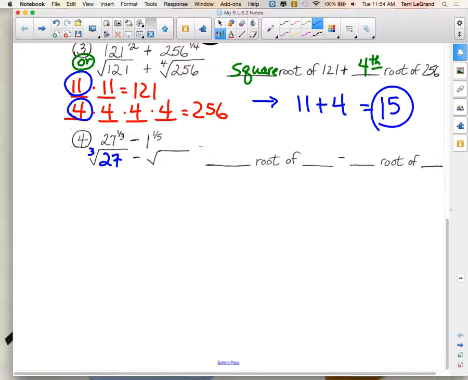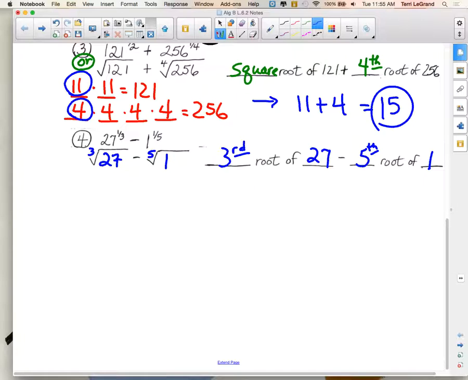Okay, and then, what would I put here for this one? A 5 up here is our index, that's our n value. And what's our b value? A 1, our radicand is 1. We're really looking for the what root of 27? Third root, we're really looking for the third root of 27. And we're going to subtract from that the, what root? Fifth root of 1.